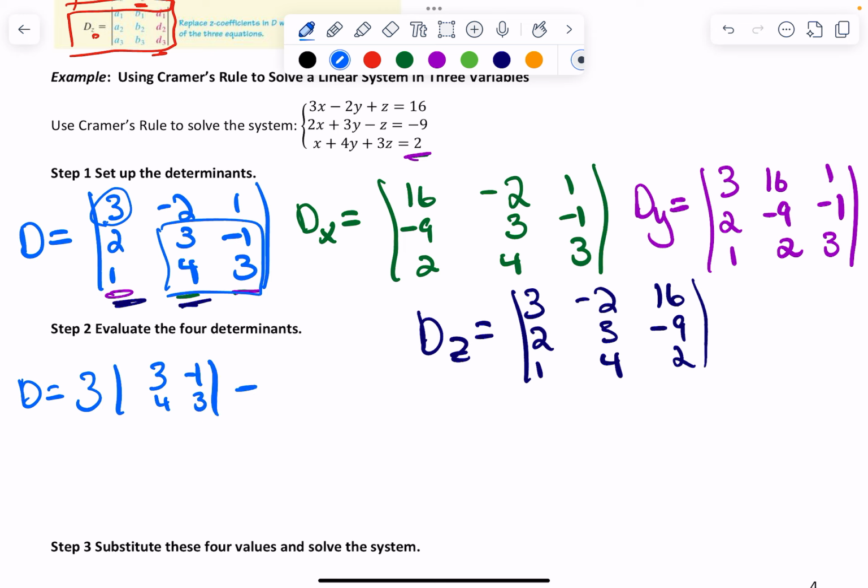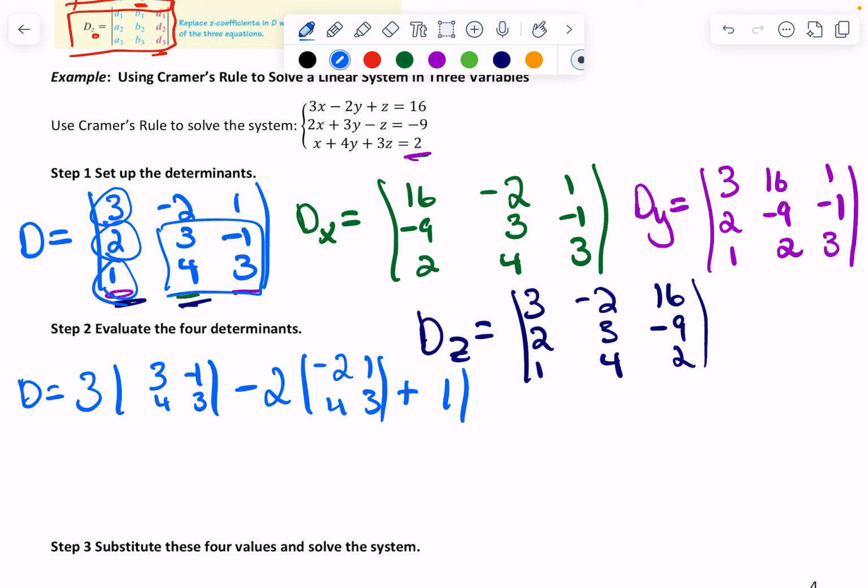Next, we're subtracting. 2 is the second row, first column. And we are taking the other rows. We're excluding the row and the column where the 2 is. So it's going to be negative 2, 1, 4, and 3. We are adding, and our third element in row 1 is going to be 1. And again, we're excluding the row and the column where the 1 is. So we get negative 2, 1, 3, and negative 1.